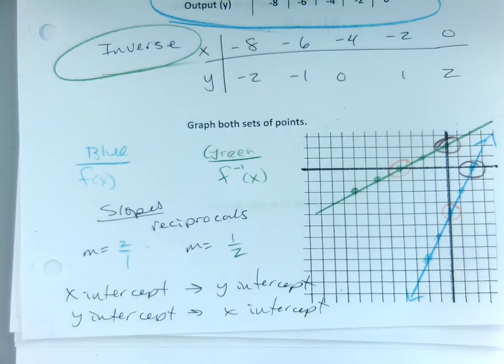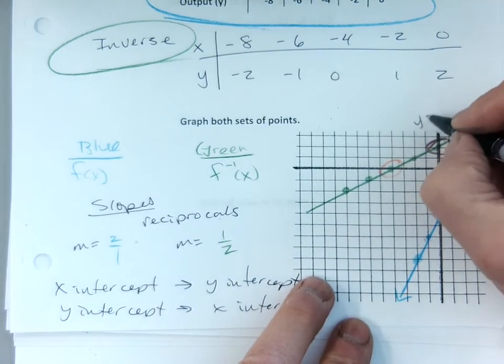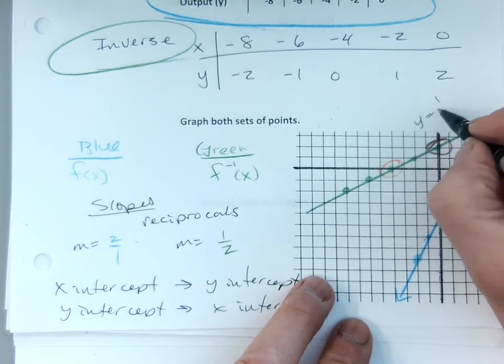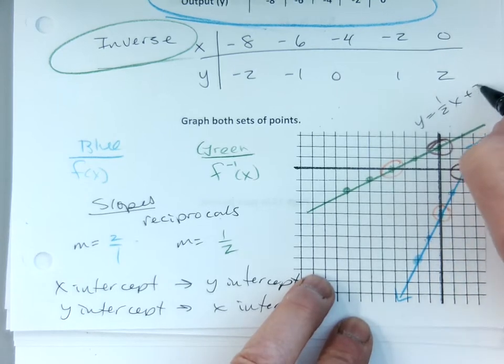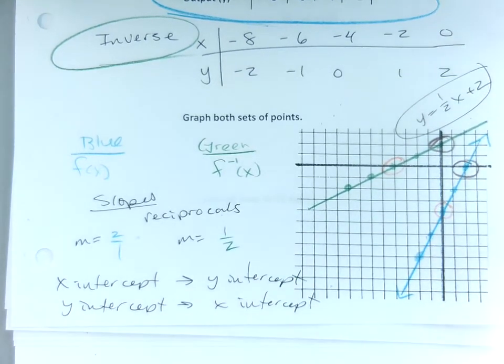Now the equation of the green line, that's just y equals up 1 over 2 x plus 2, right? That's the equation of the green graph of the original. And what's the equation of the blue graph?